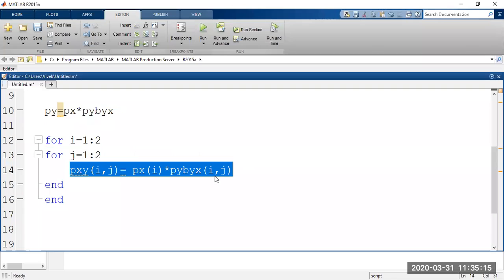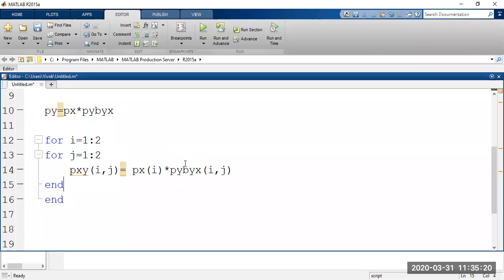P of x I comma j is equal to P of x I into P of y by x I comma j. So I'll just end this statement with a semicolon because I don't have to display all these values at the end of this loop. After that loop I will display the values of P of x comma y. Then what is h of x? Next is sum in bracket minus P of x dot star log to the base 2 P of x.